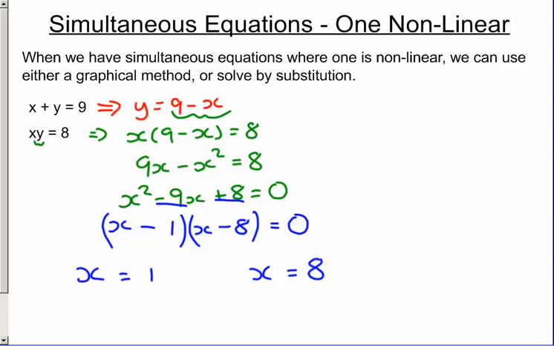So now we substitute each of these values back into the original equation. This one here. x plus y is 9, so if x is 1, y is 8. If x is 8, y is 1. And we can check that in the second equation as well. 1 times 8 is indeed 8. 8 times 1 is indeed 8.